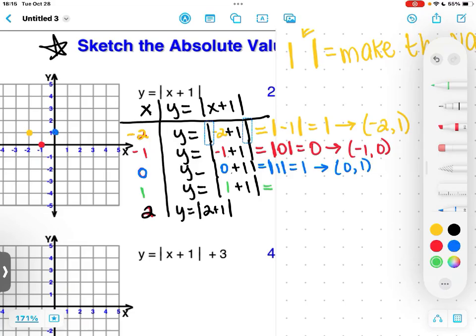We have plugging in a 1, the absolute value of 1 plus 1. That's the absolute value of 2, which is a +2. Creating the point 1, comma, 2. And last but not least, I have plugging in this 2. This is the absolute value of 3, which equals a 3, creating the point 2, comma, 3.